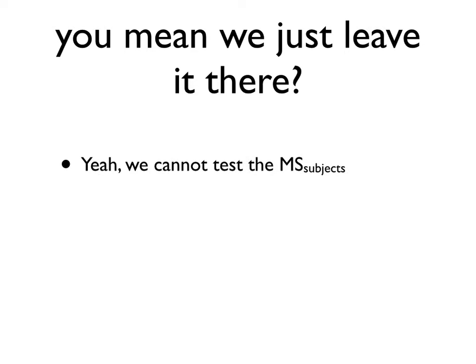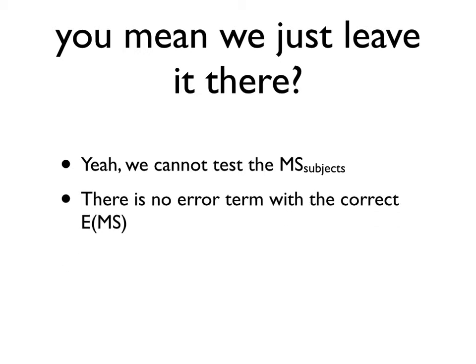See, we can't test mean squared subjects. The expected value, by the way, for mean squared subjects is pi. So let's put that in here. Expected value mean squared for subjects is... You see anything to divide by? No, there isn't one. There's no error term. So first of all, we can't do it because there's no correct error term. We have nothing we can divide by that would make any mathematical sense.